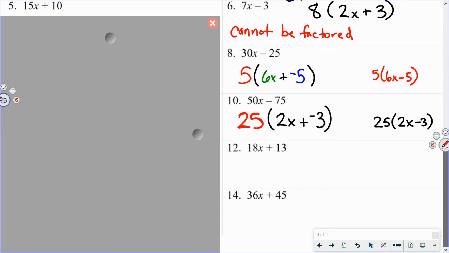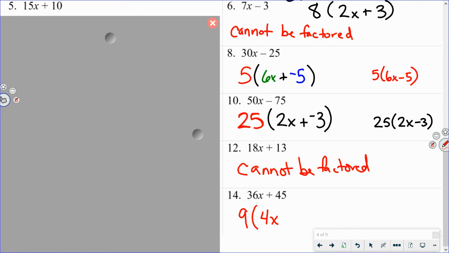All right, let's go. Number 12, 18x 13 cannot be factored. And 36x plus 45. Well, I know 3 goes into it, but I believe 9 would be the greatest common factor. 9 sets of 4x gives us 36x. 9 sets of 5 gives us 45.